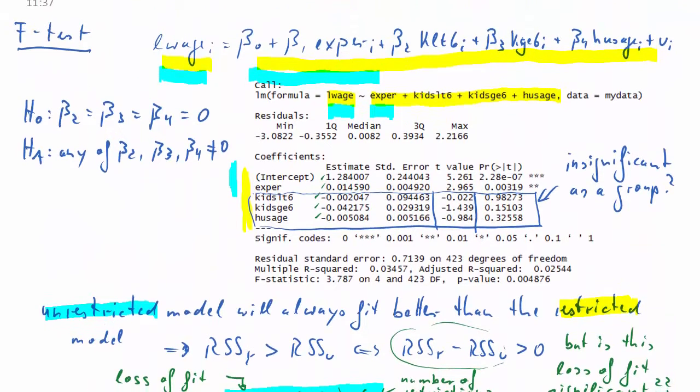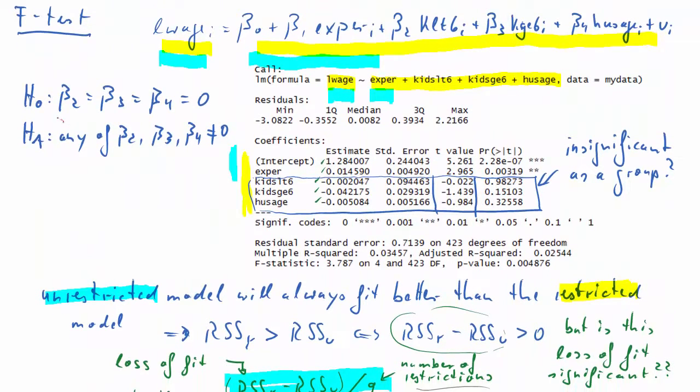What does that mean in the context of our example? It is valid to impose that restriction. So it's really the restricted model, the blue model, that is the relevant model. We don't need these 3 variables in our model.